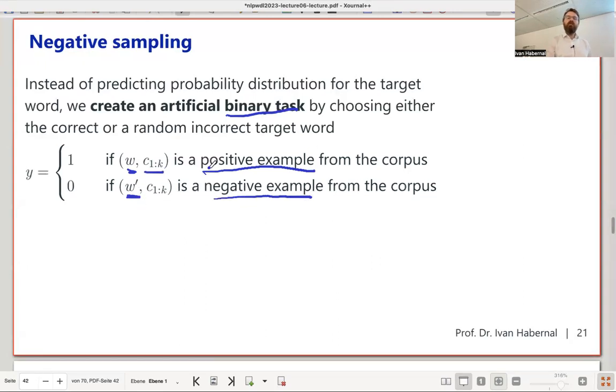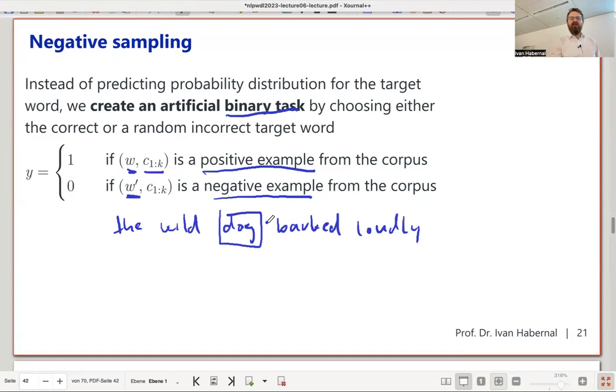What does it mean? I'm going to create our data, our task, artificially. I take a sentence, for example, the wild dog barked loudly. And this is going to be my target word. For this context, with dog, this is going to be labeled as 1, right? This is a true context. This is a positive example. I saw it in the data. I'm going to predict dog here. I want to see dog in this context. So this is going to be 1.